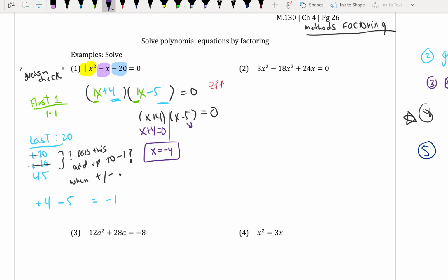Now for my next term, I have my x minus my 5 is equal to 0. So I'm going to have that x is equal to a +5. So I have my two answers. My two answers here are going to be -4 and a +5.